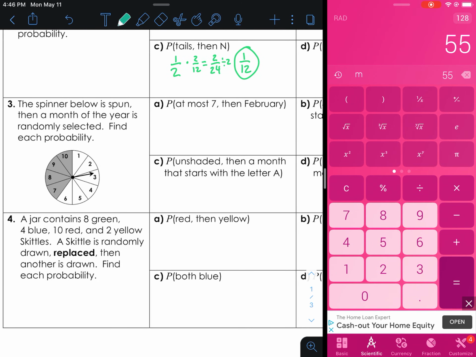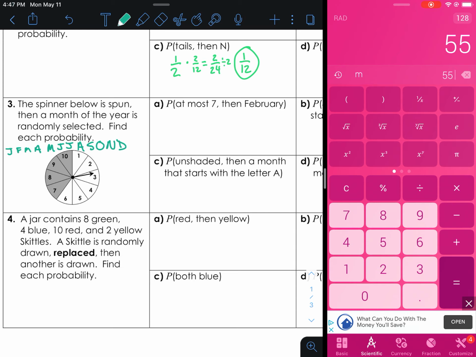Alrighty, on to number 3. It says the spinner below is spun. Then a month of the year is randomly selected. Find each probability. Okay, so it's spun and then a month of the year. There are 12 months in the year. I'm going to go ahead and write those out real fast. January, February, March, April, May, June, July, August, September, October, November, December.